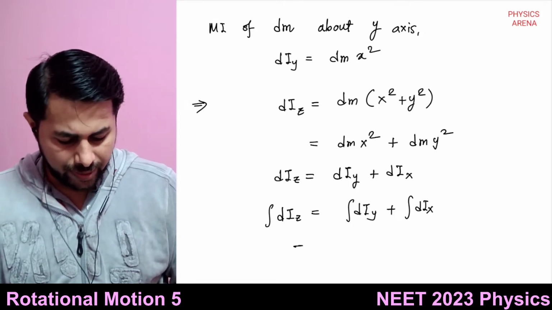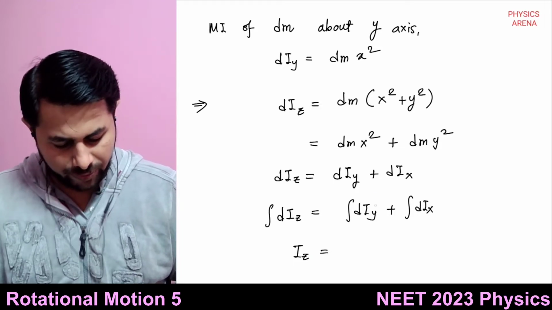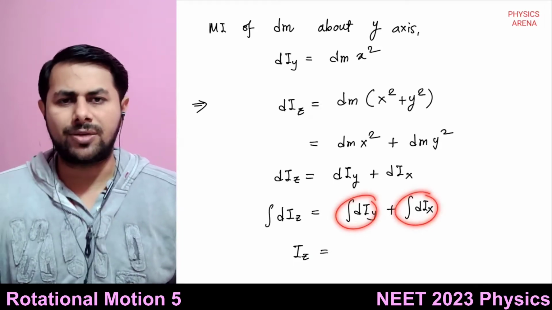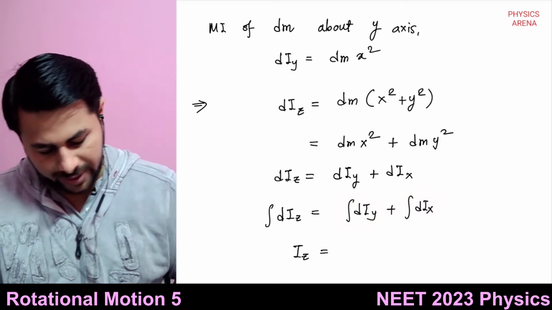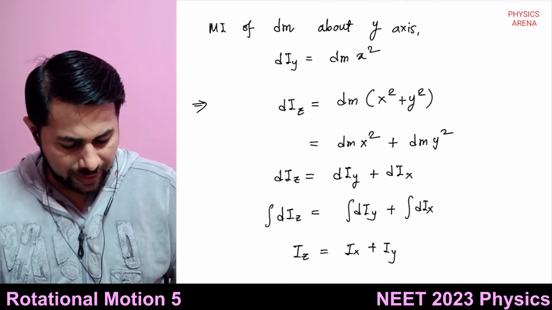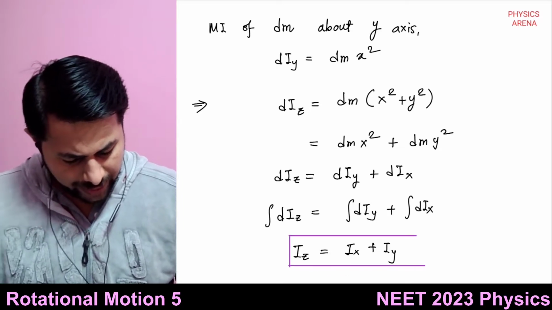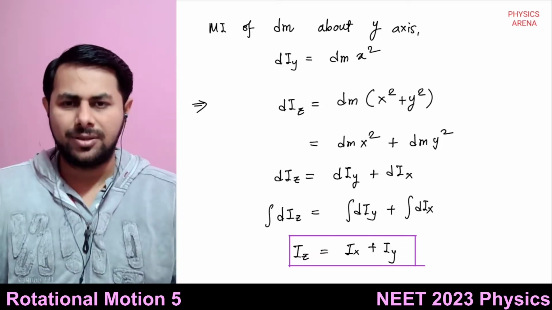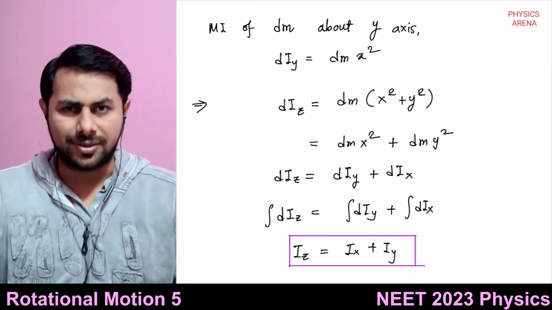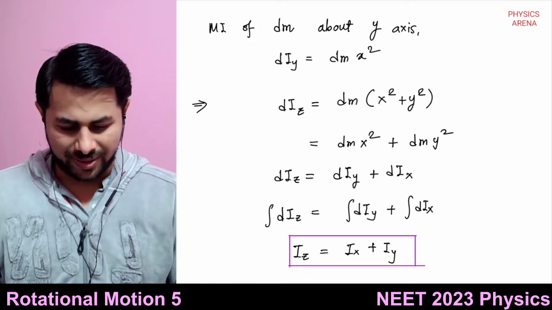Then you get the moment of inertia about z axis is equal to the moment of inertia about y axis plus the moment of inertia about x axis, right? So you get Iz equals Ix plus Iy. So the proof is very simple. This is the perpendicular axis theorem. Got it? Yes, no? All right.